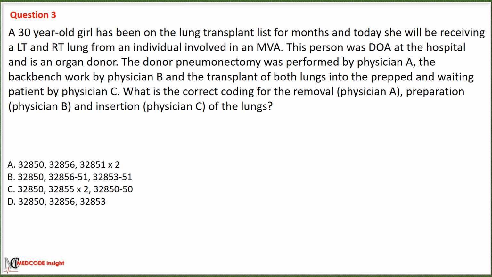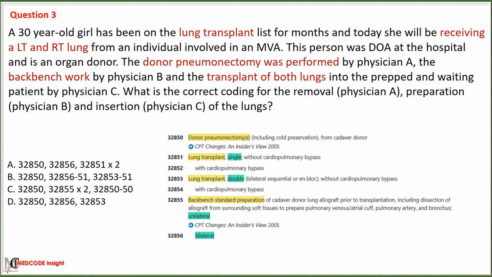Option A with codes 32850, 32856, 32851 times 2. Option B with codes 32850, 32856 along with modifier 51, 32853 along with modifier 51. Option C with codes 32850, 32855 times 2, 32850 along with modifier 50. Option D with codes 32850, 32856, 32853. The procedure in the given scenario involves the donor pneumonectomy, bench work, and transplant of both lungs.